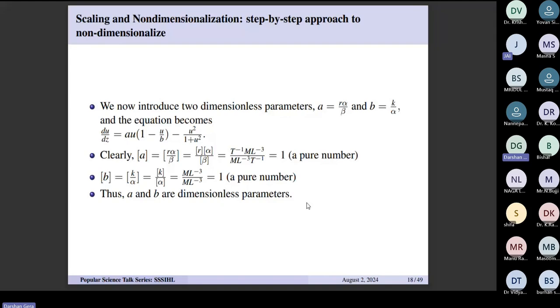Again we check the dimensions of these 2 parameters a and b, and they again come out as 1. So they are dimensionless parameters. The parameters are dimensionless, and the new variables u and z are dimensionless. So that means our task is done.